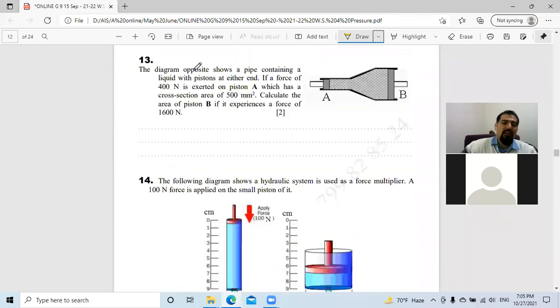Okay, let's go. Question 13 in page 12. The diagram opposite shows a pipe containing a liquid with a piston on either end. We have piston A and piston B here. If a force of 400 newton acts on piston A, which has a cross-section area of 500 mm², calculate the area of piston B if the output force is 1600 newton.